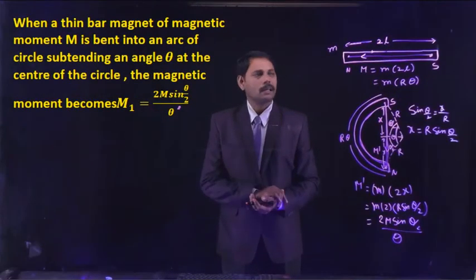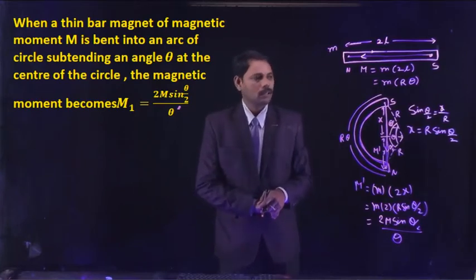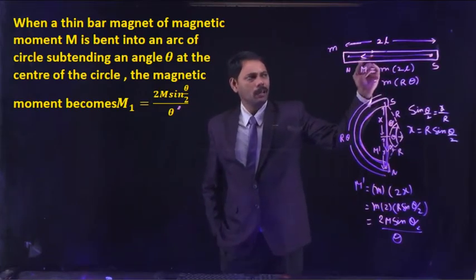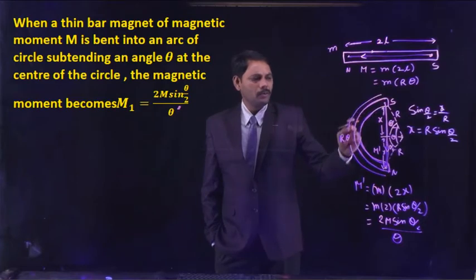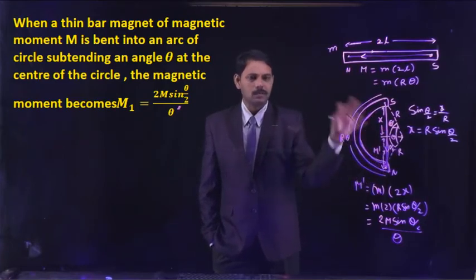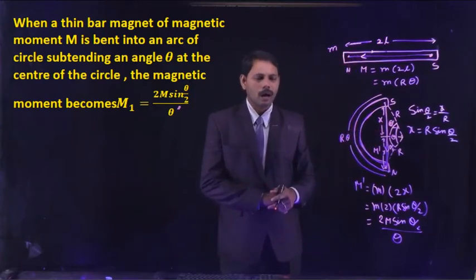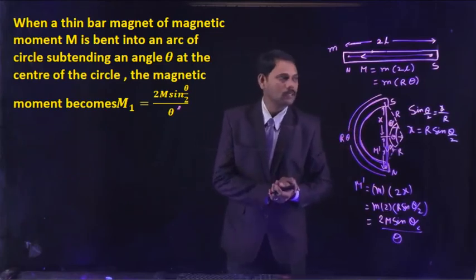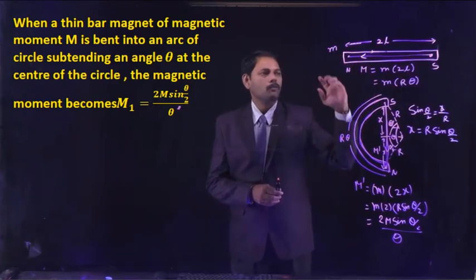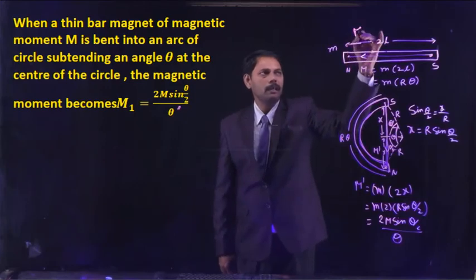Okay students, let us consider one important case of finding the magnetic moment while bending a magnet. We have a bar magnet. When it is bent into the shape of an arc, what is the modified magnetic moment? This is the question. So let us consider the perfect values for them. We have a bar magnet of magnetic moment capital M.